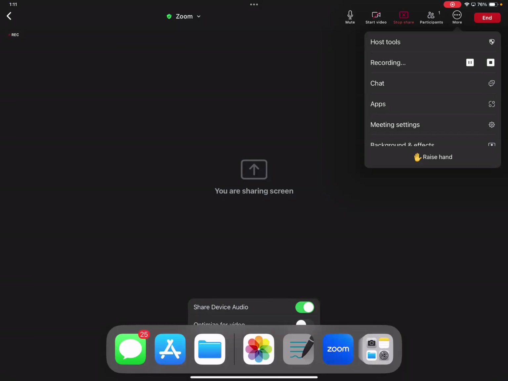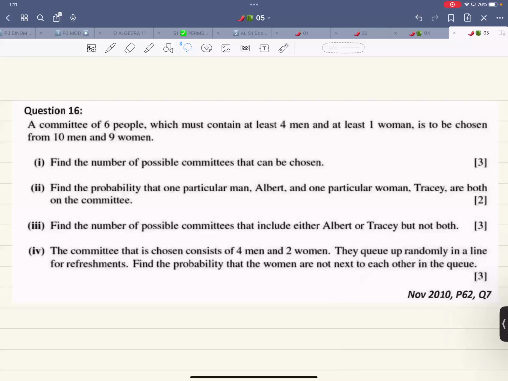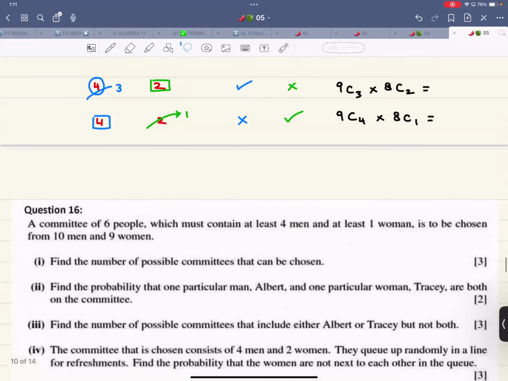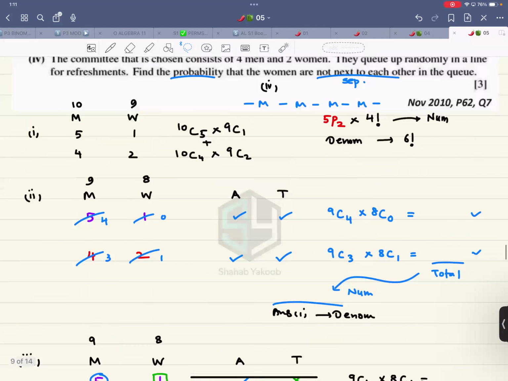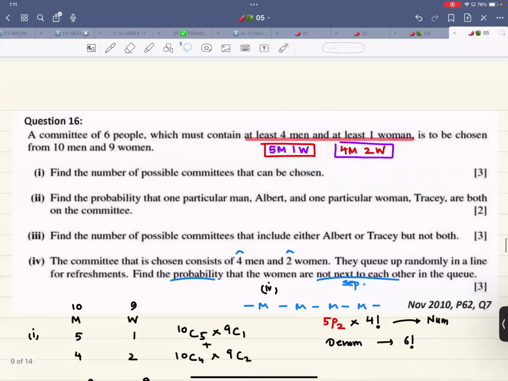Now let's look at the solution to this particular question. The question is right over here. It says a committee of 6 people, which must contain at least 4 men, and at least 1 woman is to be chosen.